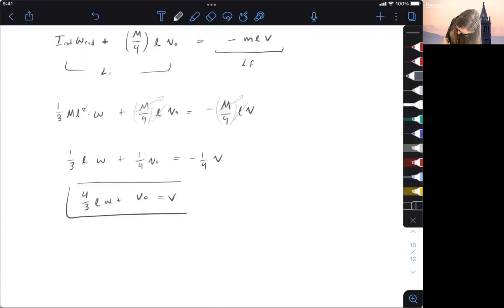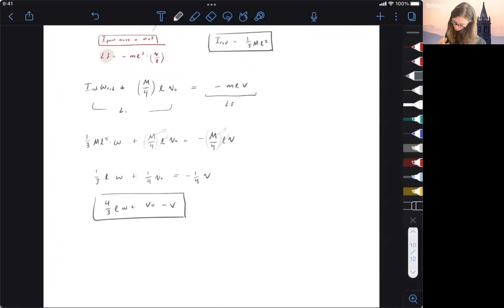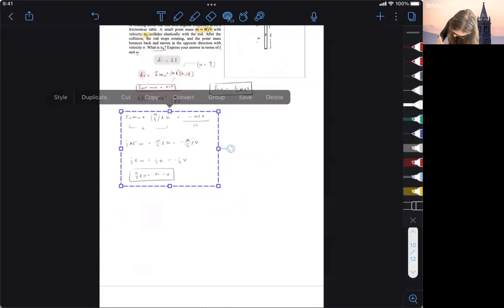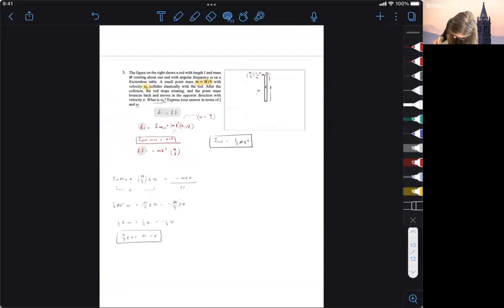Okay, so we've got kind of a relationship here. So that's as far as we can go using conservation of momentum. But the problem wants us to figure out V naught in terms of L and W. So we have L, W, and V. So we need to figure out a different expression where we can get a value for V and do some more math, basically.